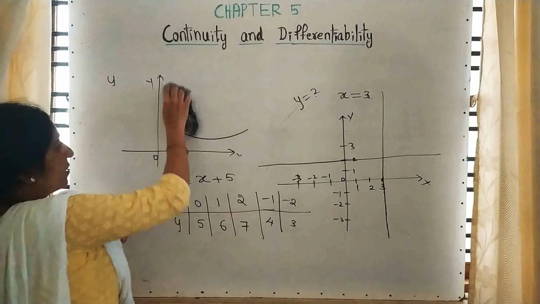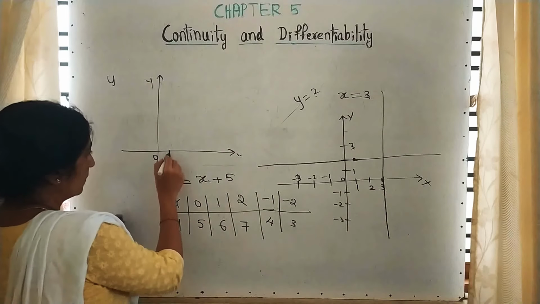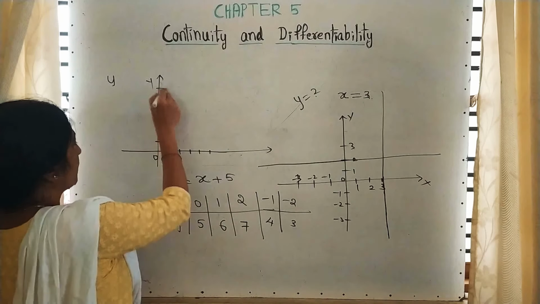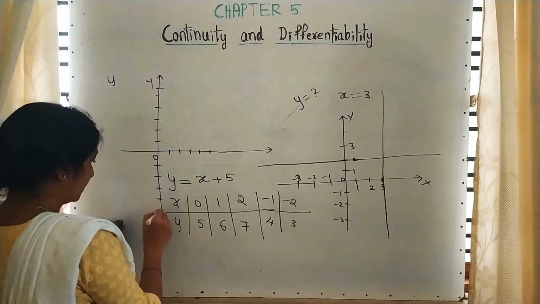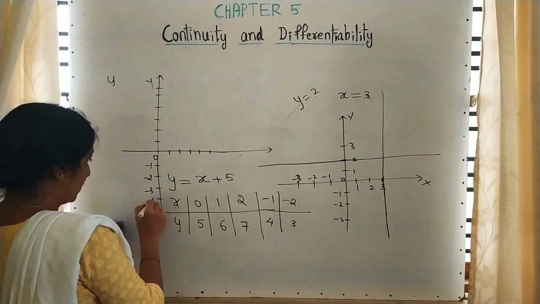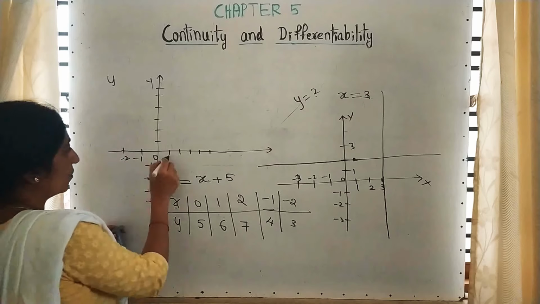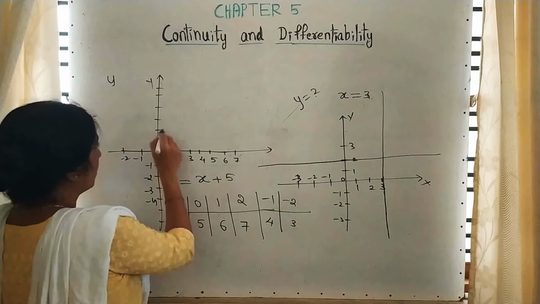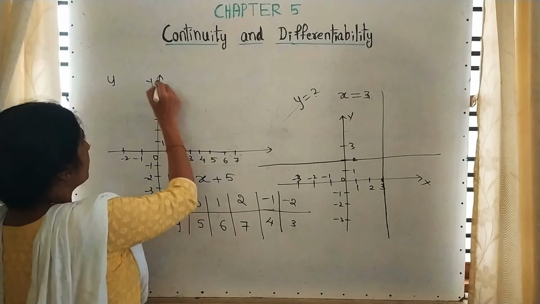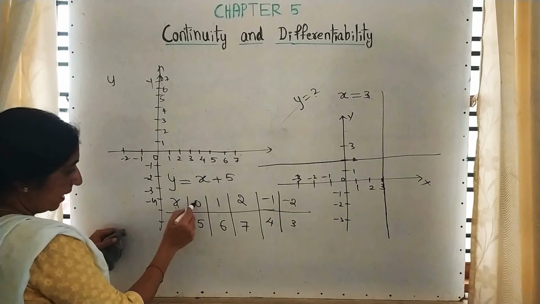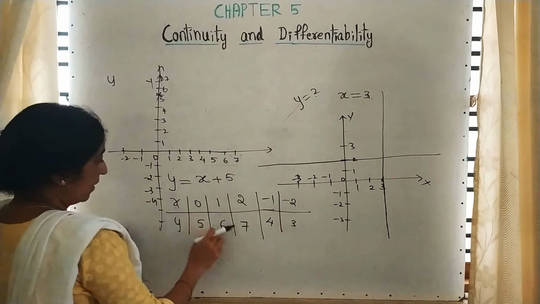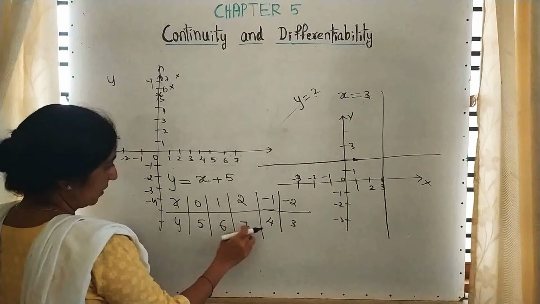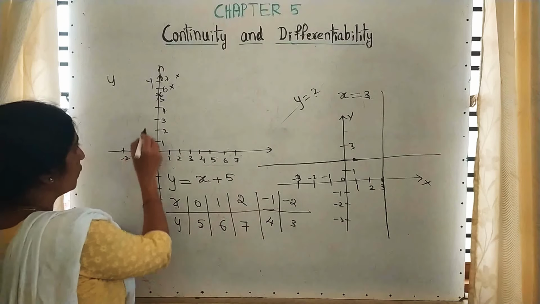Now I am marking these points here. Minus 1, minus 2, minus 3. This is minus 1, minus 2. This is 1, 2, 3, 4, 5, 6, 7. It goes on continuing. Mark: x is 0, y is 5 here. X is 1, y is 6. X is 2, y is 7. Next, x is minus 1, y is 4.